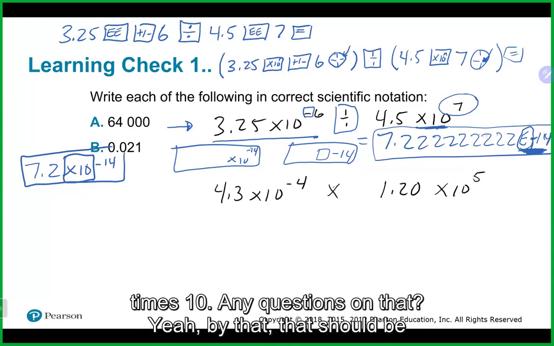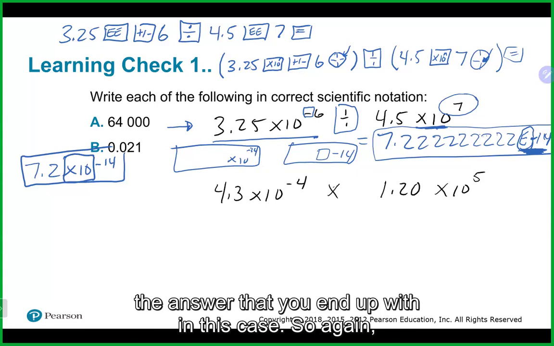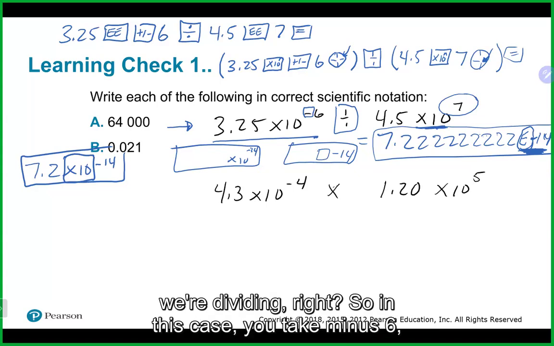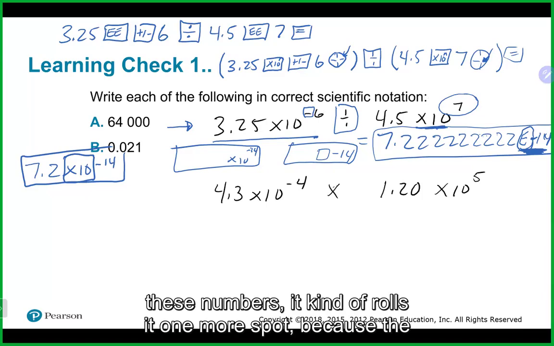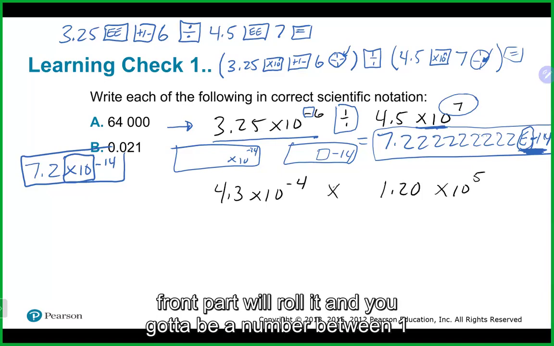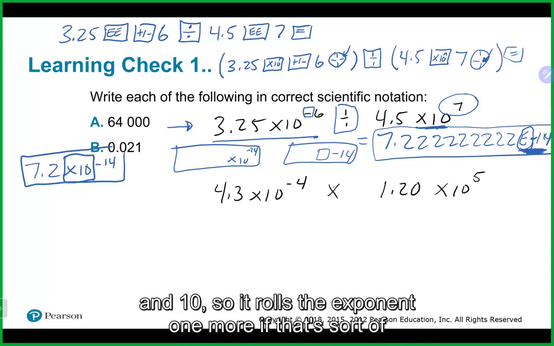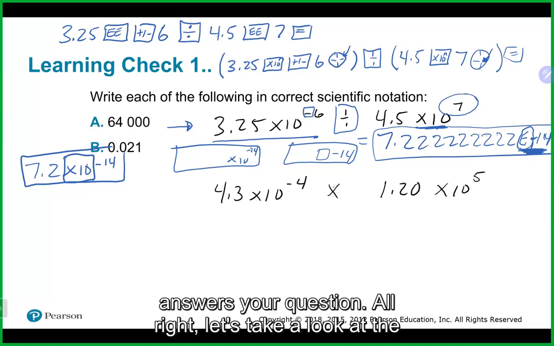Any questions on that? So that should be the answer that you end up with in this case. So again, we're dividing, right? So in this case, you take minus 6 minus 7, right? So that's minus 13. But when we divide these numbers, it kind of rolls it one more spot because the front part will roll it, and it has to be a number between 1 and 10. So it rolls the exponent one more, if that sort of answers your question.